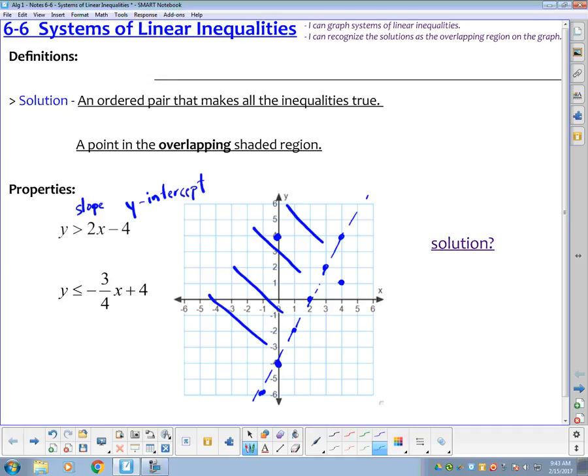And then this one we said it's what kind of line? Solid. So I have this line. And then if I were to shade this one, from this solid line, would I go down and to the left or up and to the right? Right, down and to the left. So my shading would look like this.